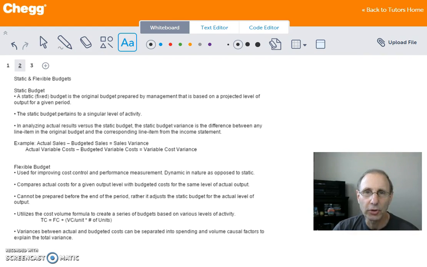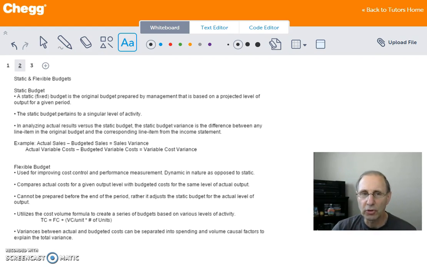In today's tutorial, we're going to talk about static and flexible budgets. First, let's look at static budgets. A static budget, or fixed budget, is the original budget created by management based on a projected level of activity or output for a given period. The static budget pertains to one singular level of activity.